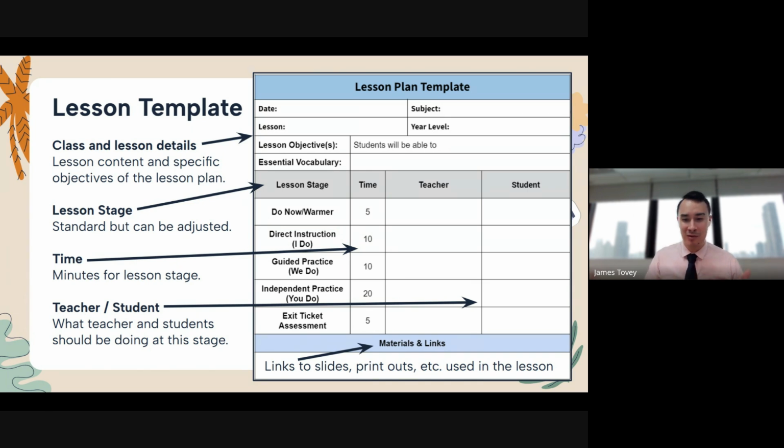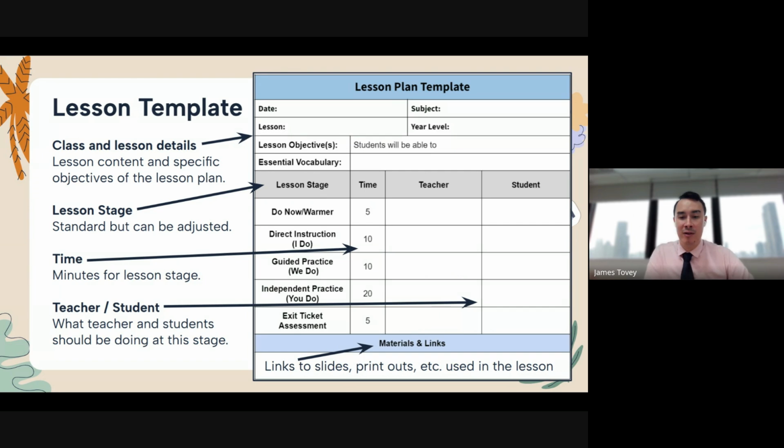It's good for them to practice what they're learning so they can learn properly, especially for the young kids. Now, with this teacher and student section here, either one of these, it's basically you can be writing what the teacher should be doing during this stage.